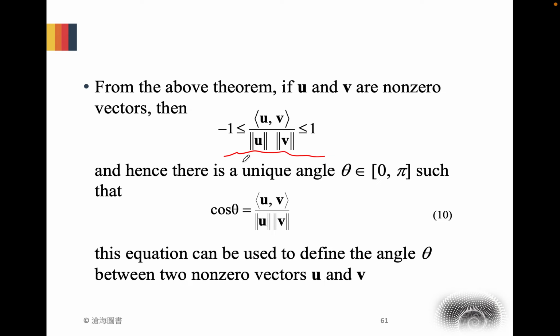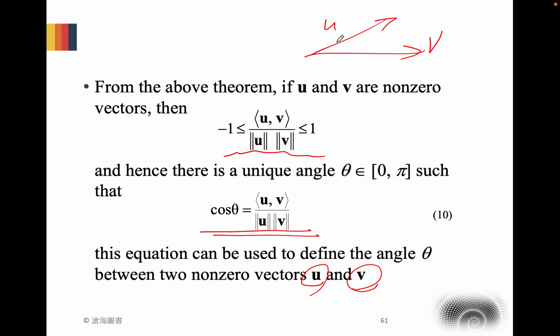And there is a unique angle theta in the range of 0 to pi, such that cosine theta is equal to the inner product of u and v divided by the norm of u times the norm of v. This equation can be used to define the angle theta between two non-zero vectors u and v. So in fact, the angle between vectors u and v can be defined based on the inner product of u and v. Originally, we would say this is the angle theta between u and v.